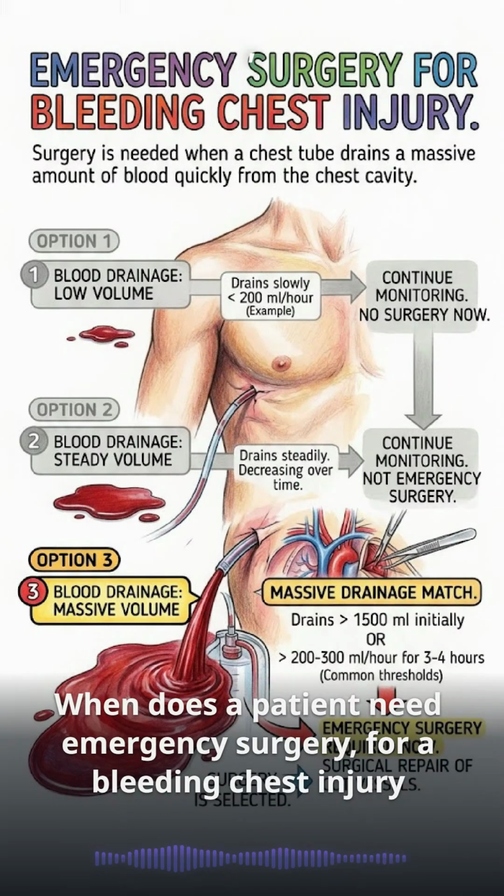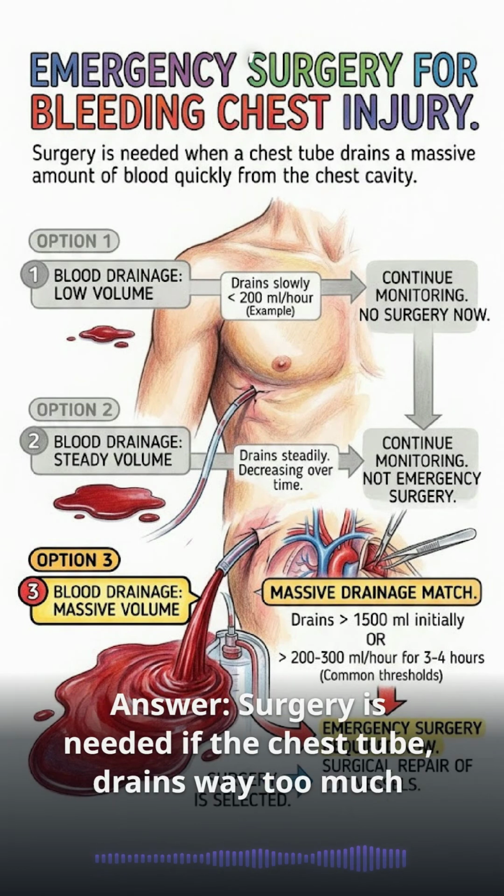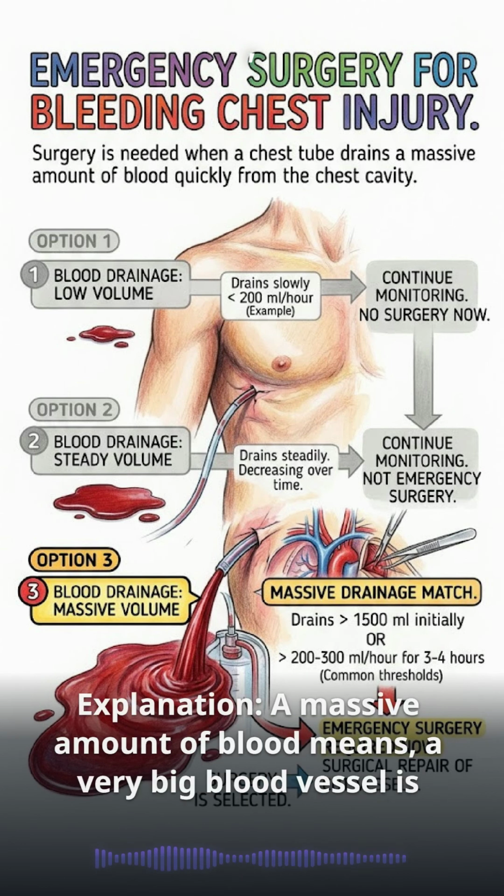63. When does a patient need emergency surgery for a bleeding chest injury? Surgery is needed if the chest tube drains way too much blood quickly. A massive amount of blood means a very big blood vessel is completely cut open.